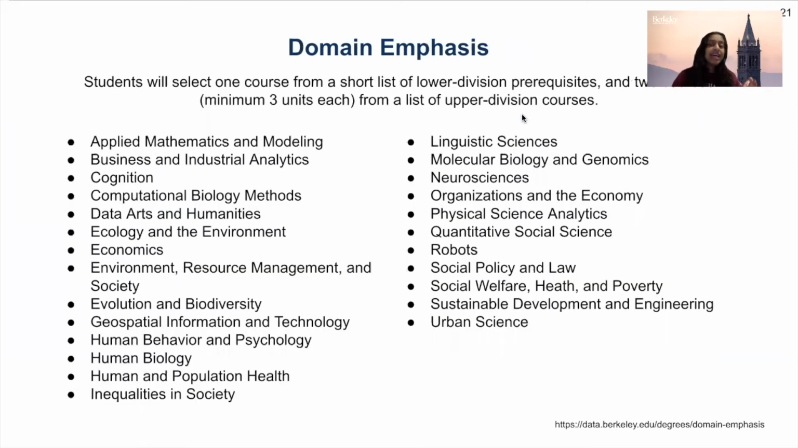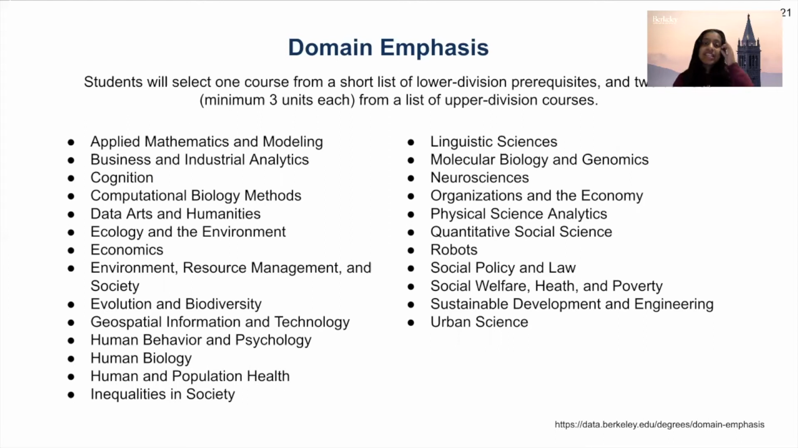Okay. And then along with the lower and upper division requirements for the data science major, all students have to have a domain emphasis. Essentially a domain emphasis is a subject area concentration where you apply the data science skills into the specific subject or area or emphasis. There's a large list of domain emphases that you can see on the slide, ranging from anything from the data arts and humanities all the way until robotics and mathematics, even social policy and law.